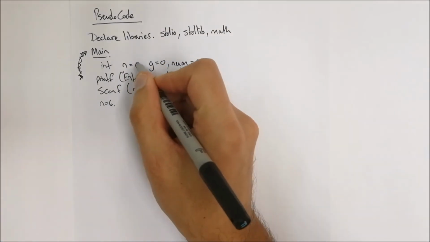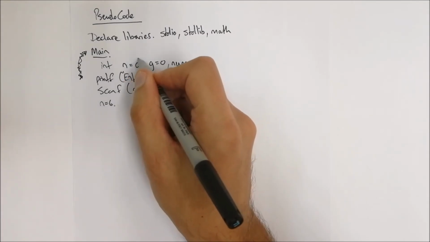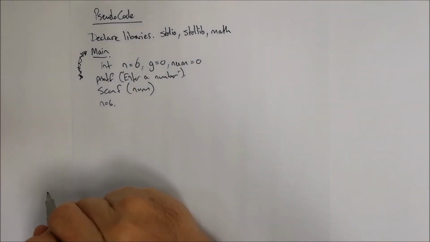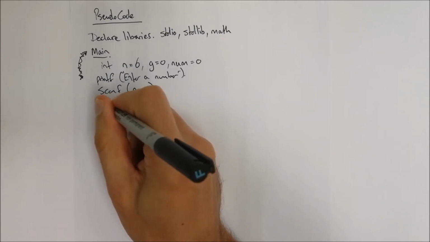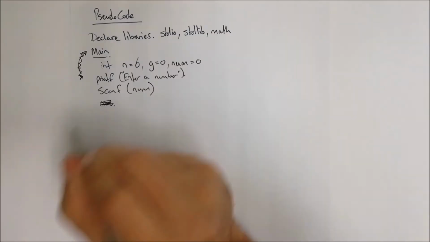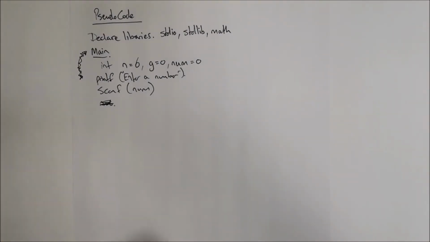We could also have just indicated n is equal to 6 over here. There's nothing wrong with that. So that could simplify things over there. We just say n is equal to 6 over there when we declare it.